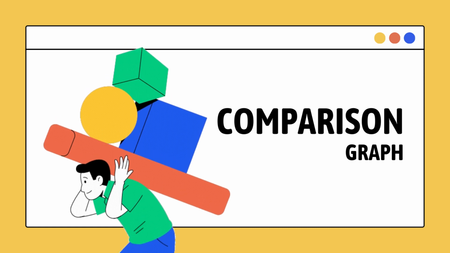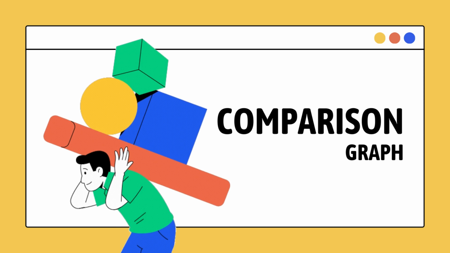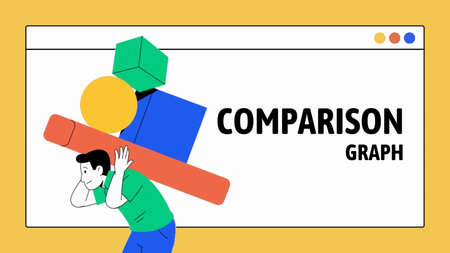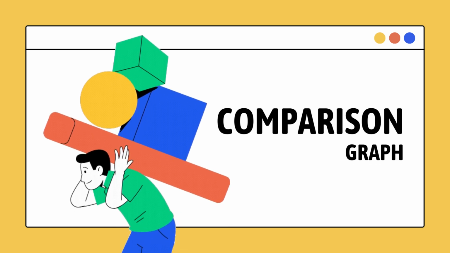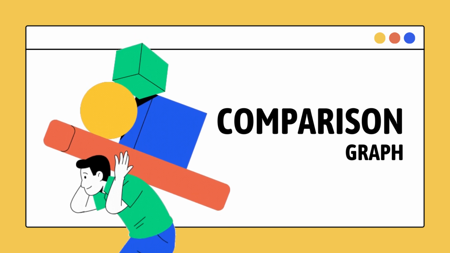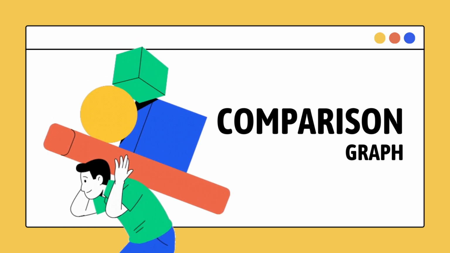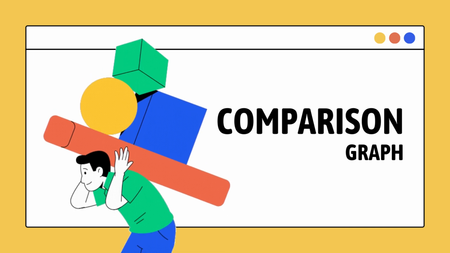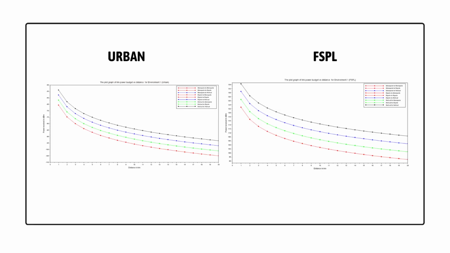Comparison graph. Here, the comparison of the path loss in urban, suburban and rural environments to free space path loss provides insight into how different propagation environments affect signal attenuation compared to an ideal free space scenario. Let's explore each comparison. As you can see, the first comparison is urban and FSPL.